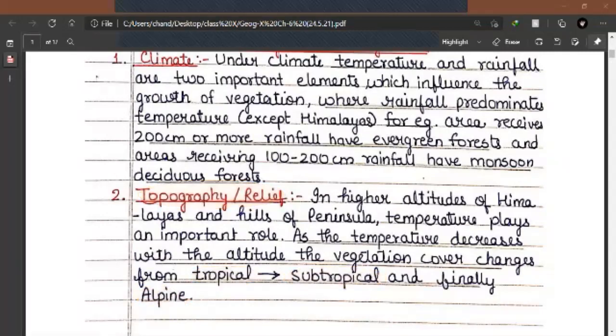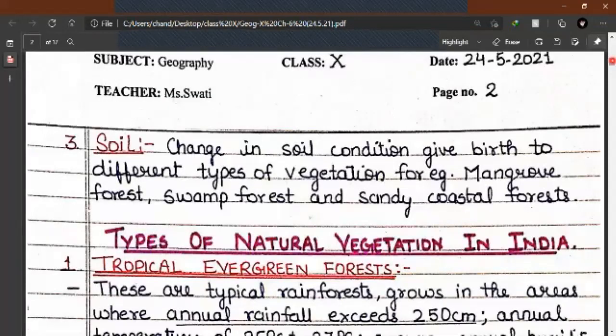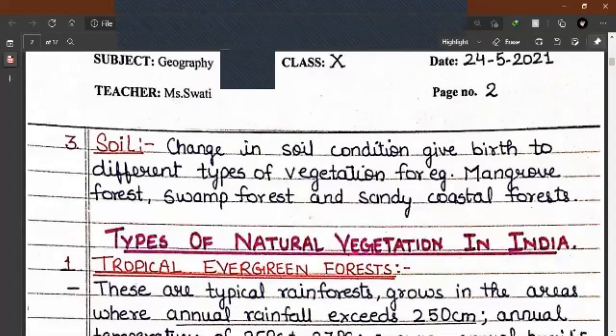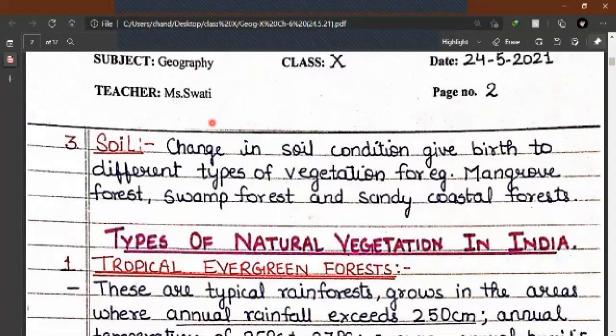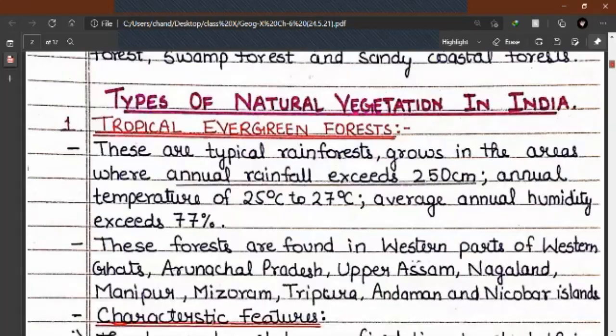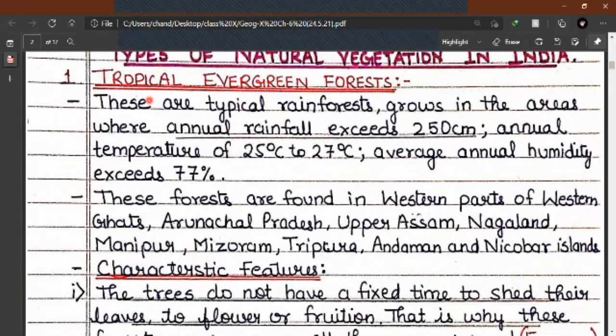Now, the third factor is soil. Change in soil conditions give birth to different types of vegetation. For example, mangrove forest, swamp forest, and sandy coastal forest. Now children, let us discuss the various types of natural vegetation in India, out of which the very first one is the tropical evergreen forest.